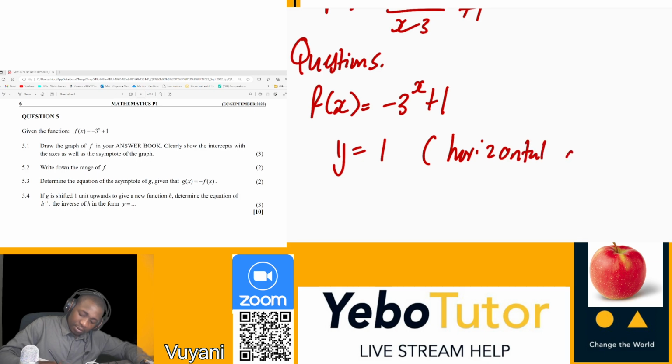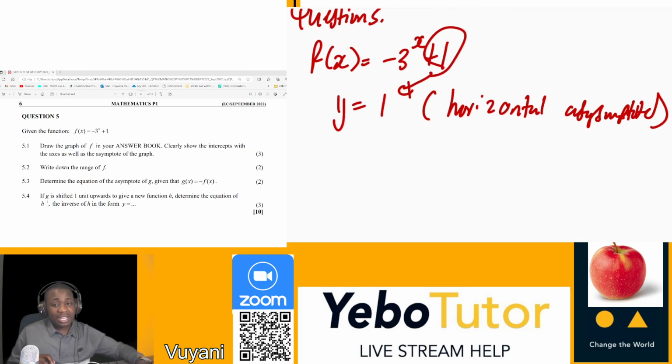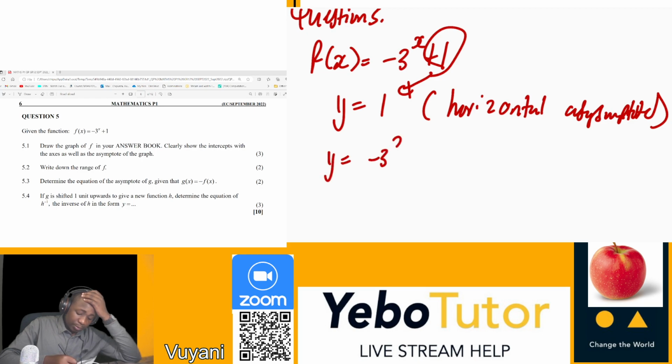Horizontal asymptote. Okay, why? Because we are taking this here. Okay, that's our horizontal asymptote. Then after that, we can now find our x and y values. So of course, our x-intercept there, that would just definitely be what? y equal to negative 3 to the power x plus 1.